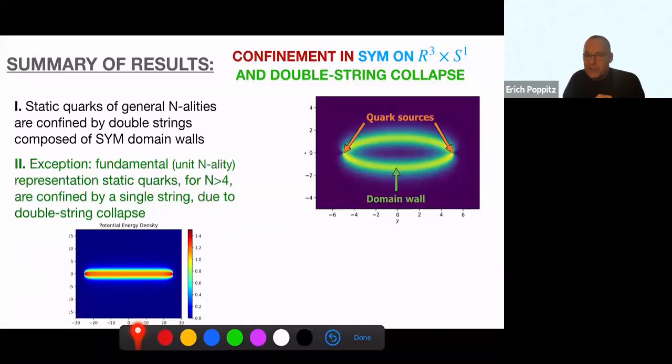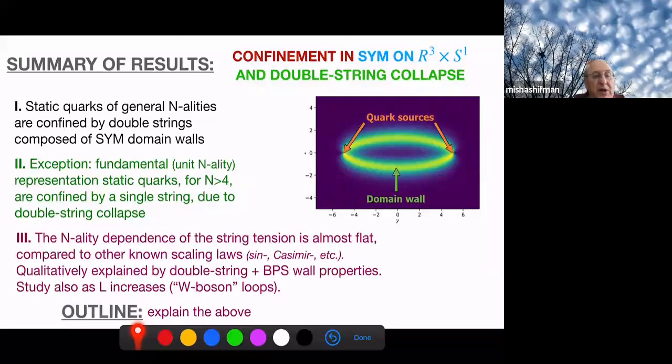Result number two is very strange, and I don't know what it's trying to tell us. Okay, you'll see when I explain it in detail. But what's interesting is that quarks of all N-alities are confined by such configurations, but only fundamental quarks for N bigger than 4 are confined by a single string. In other words, for fundamental quarks for more than 4 colors, these two strings form a non-BPS bound state, so they attract. In all other cases, they repel. And we understand that numerically. We have performed many checks, which I will tell you about, but it's a strange property and I don't know what it's telling us. But anyway, that's a result, which I will explain.